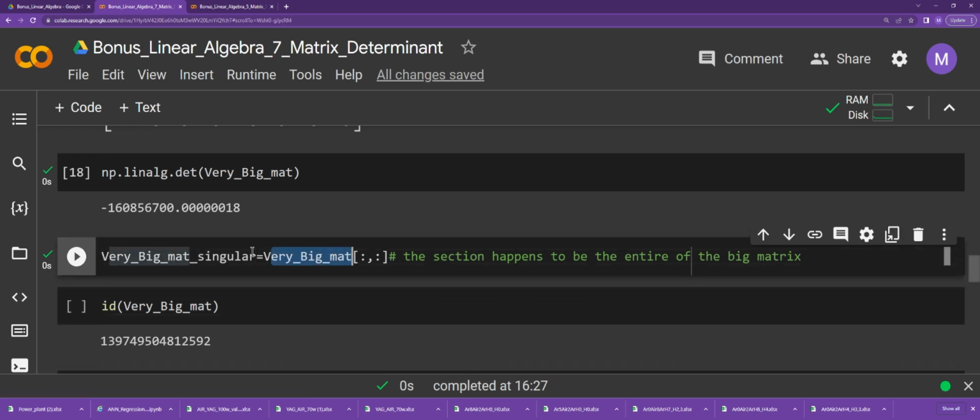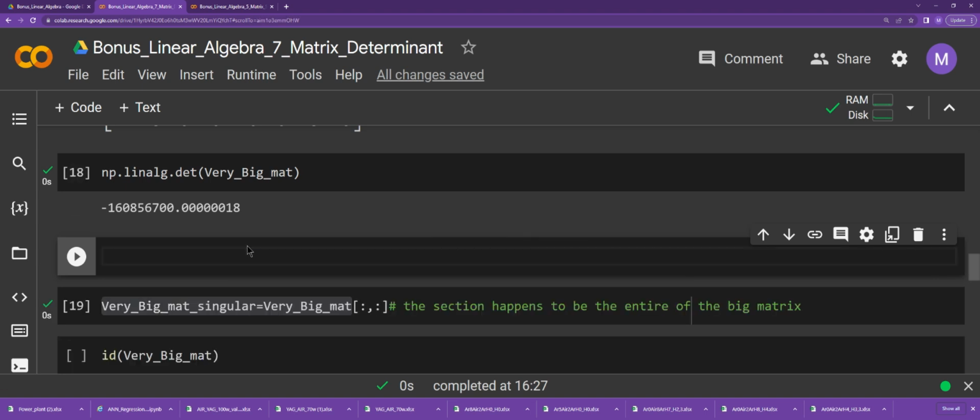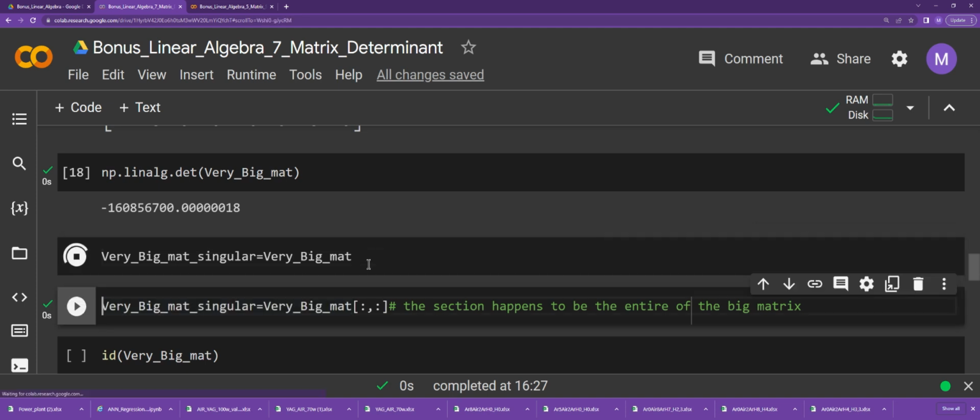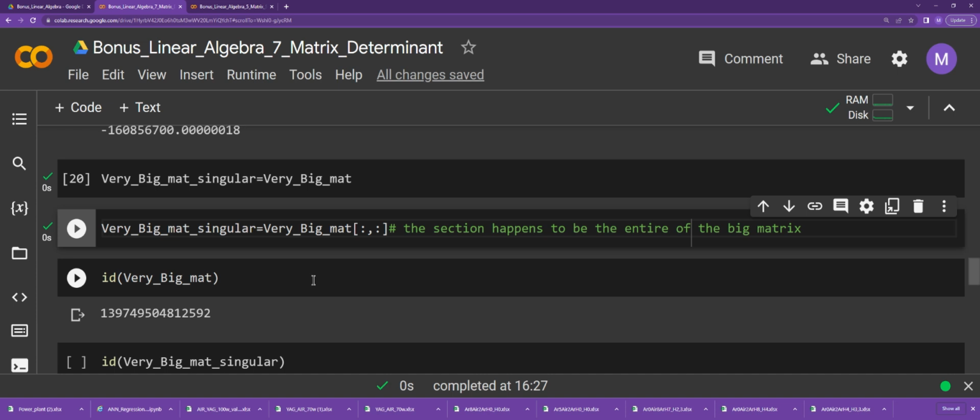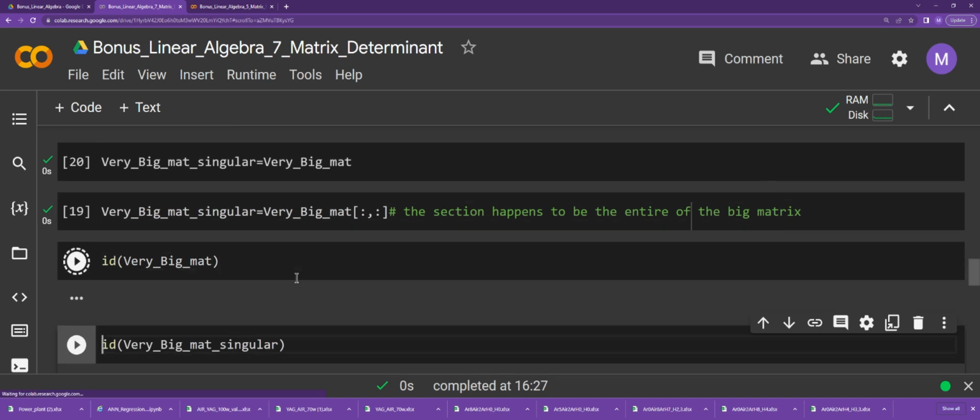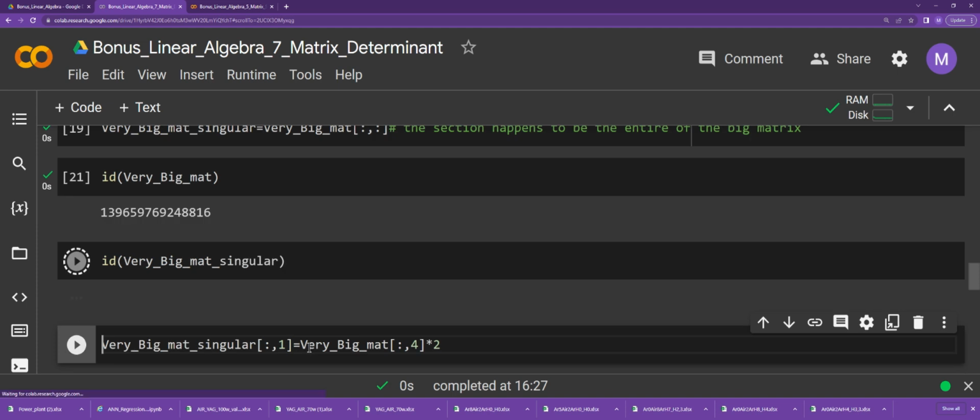You see, if I had done it like this, as a matter of fact, why don't we do it? Pay very careful attention to what I did. So very big matrix singular equals very big matrix. If I come and do id of very big matrix, look at the address in the memory and look at the address of the very big one. They are the same, okay?